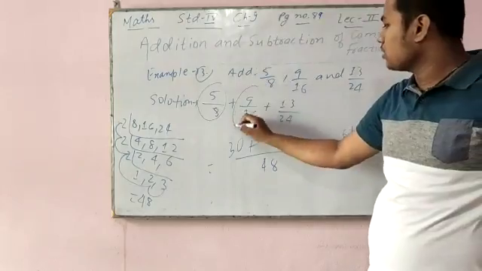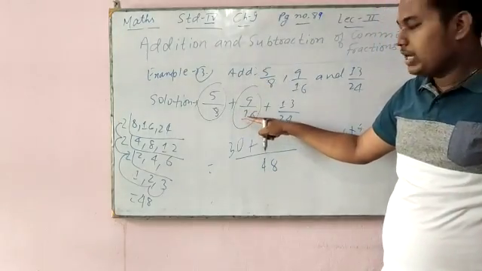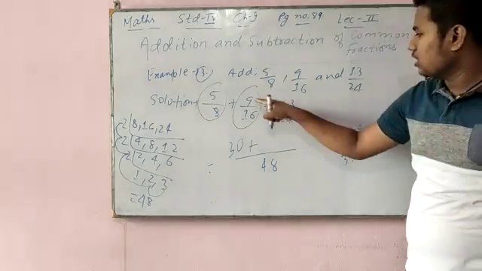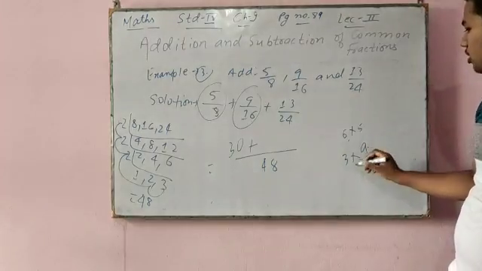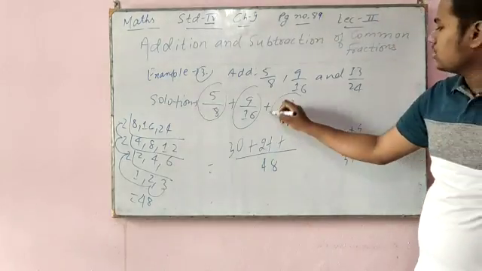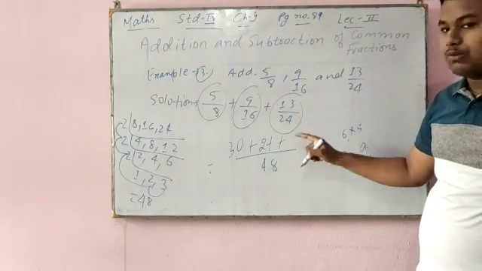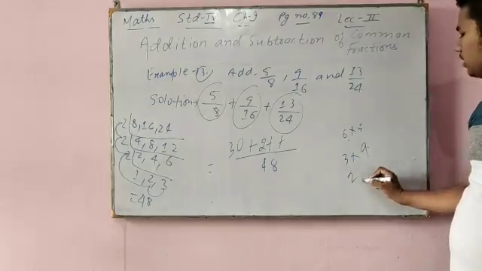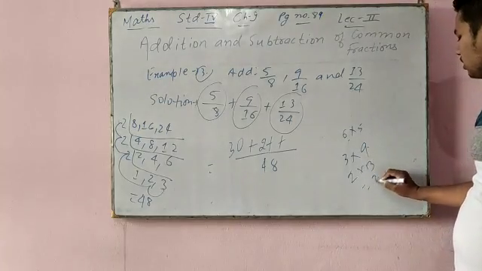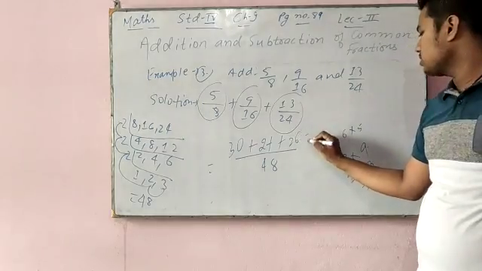Now come to this number. In the table of this denominator 16, 48 will come 3 times. So that 3 multiplies with the numerator 9. So 3 into 9, 27. Now come to the plus. In this number, in the table of 24, 48 will come 2 times. So that 2 multiplies with the numerator. So 2 into 13, 26.